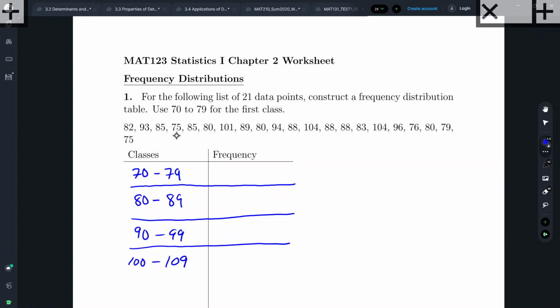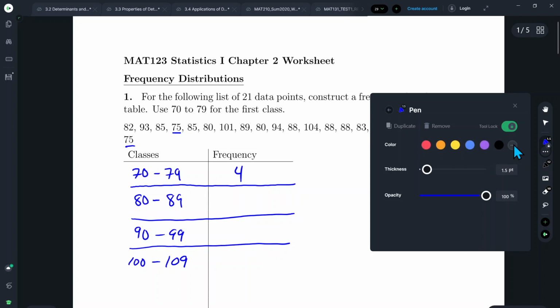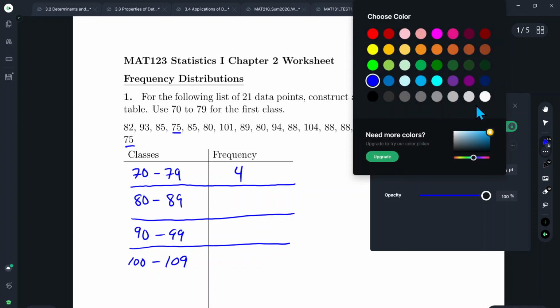So we have 75, and then what else? We have 76, 79, and 75. Okay, so these appear to be the data values that fall into the 70s. So there are 4 of them, so the frequency is 4. Okay, so we want to repeat this procedure for the other classes.